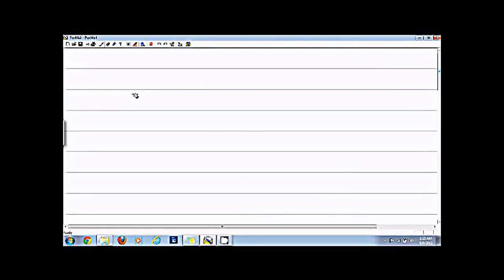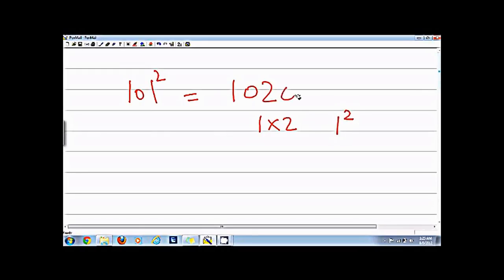Hi everyone, in this tutorial I will show you how to get the square of numbers which are close to 100 in a very quick way using this trick. You don't have to use a calculator and you can do the calculation in a few seconds. For example, if I have to take the square of 101, I'll write 1 and then multiply 1 by 2, so that will be 2. So I'll write 102 and then take the square of 1, which is 1. So I'll write 10201.